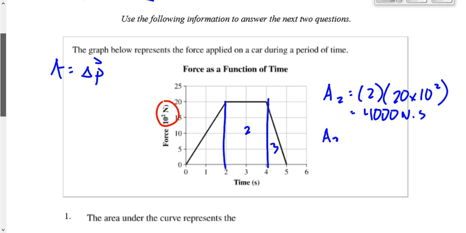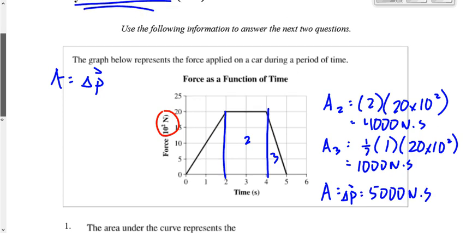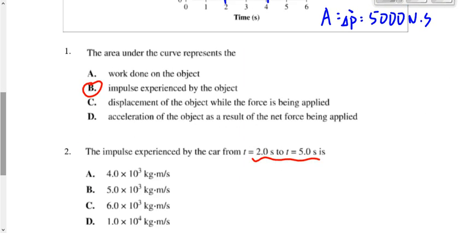And then area 3 is 1/2 of base times height. The base is 1 from 4 to 5, and the height is, once again, 20 times 10 to the 2. That gives us an area of 1,000. We add those up, and the total area, which is the impulse here, is equal to 5,000 Newton seconds. So the answer for this one would be B. 5.00 times 10 to the 3 kilograms meters per second.